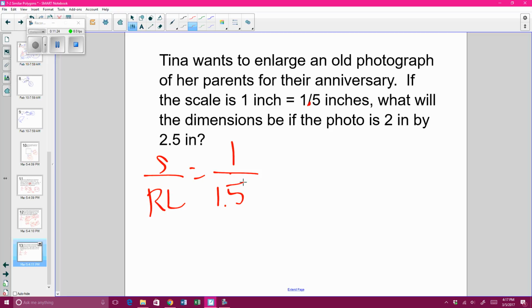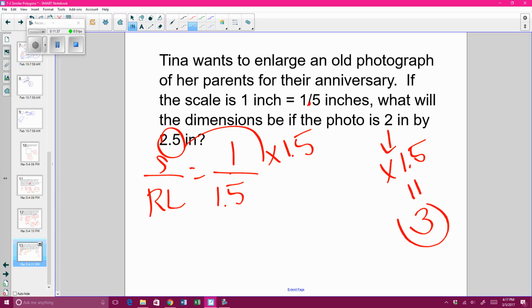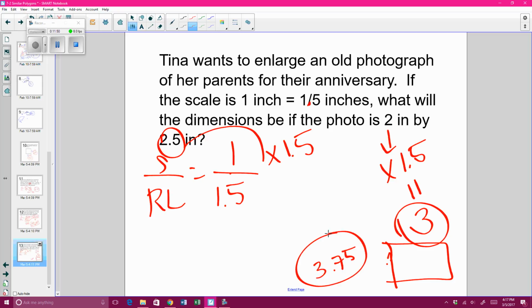If you wanted to, you could actually just go in here and multiply both of these by 1.5. And so 2 times 1.5 is 3. So that's one of the dimensions. And 2.5 times 1.5 is 3.75. So these would be the new dimensions of the picture.